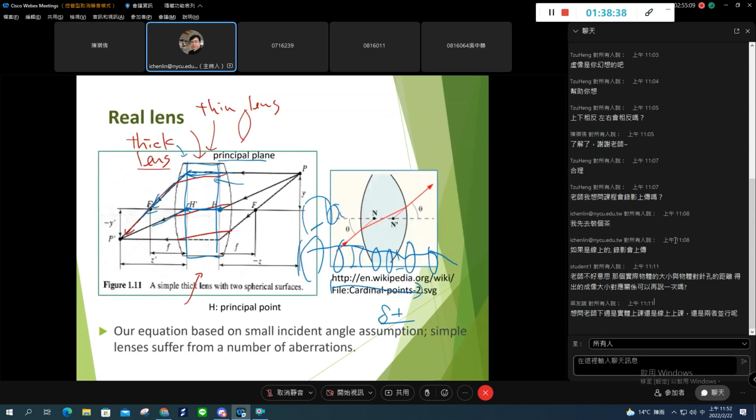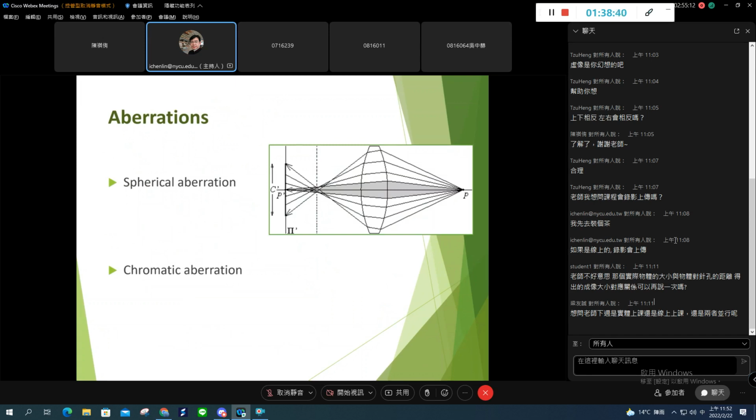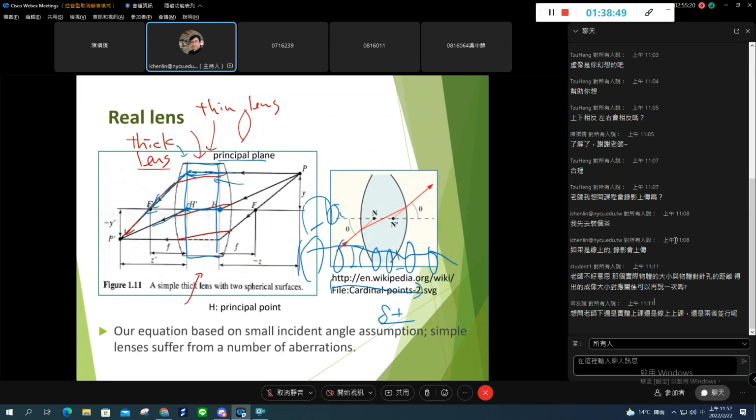And there is also the so-called aberration of your lens. Even though the lens model has some benefits, such as we can include more lenses and make our image brighter, and we can capture images in a dark environment, right?